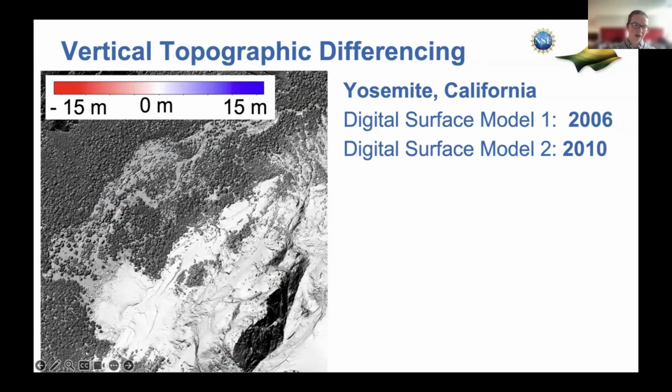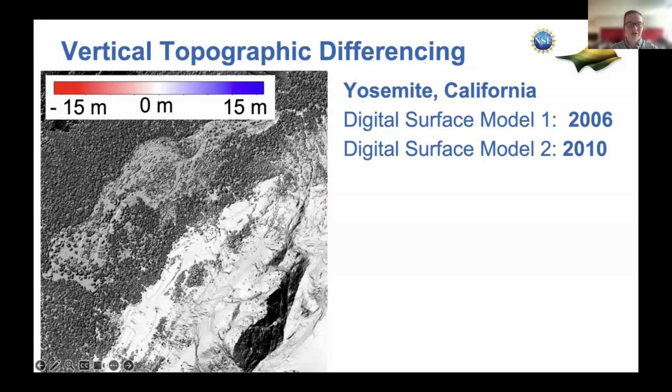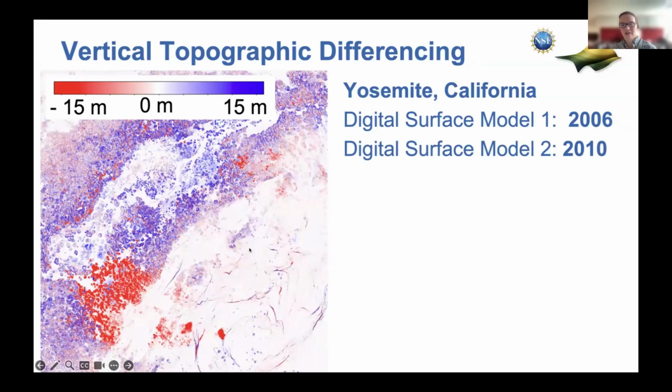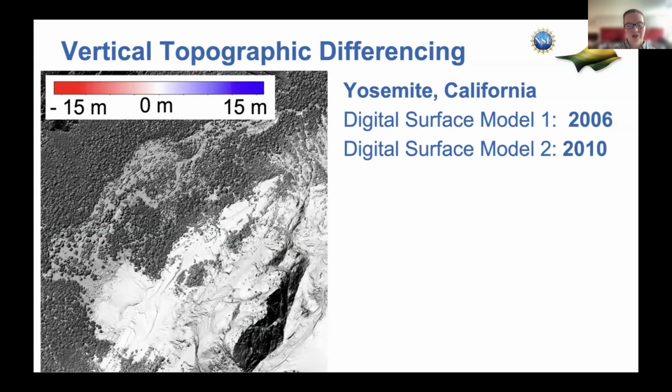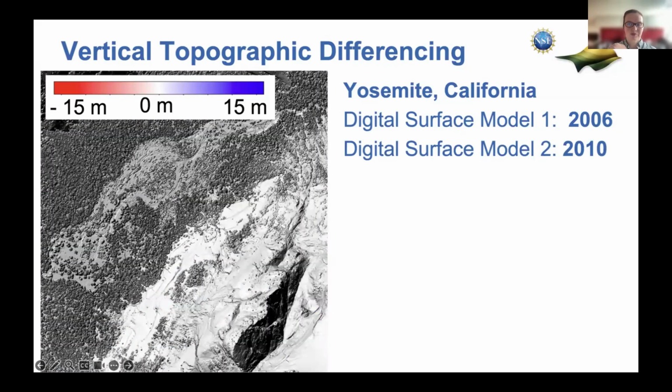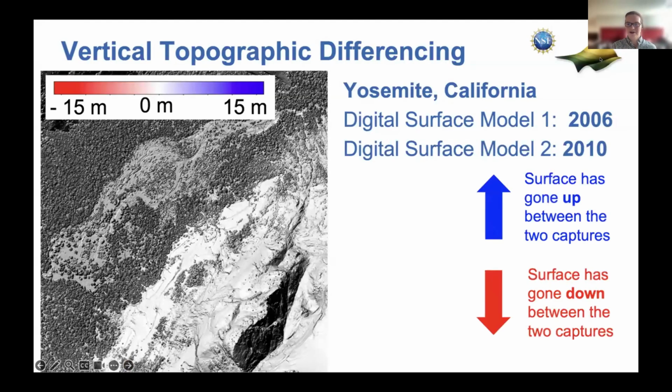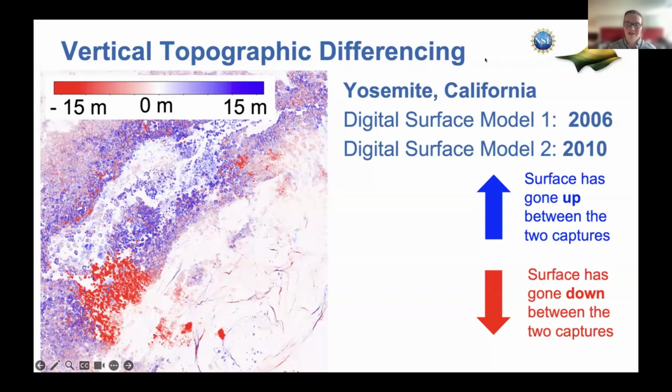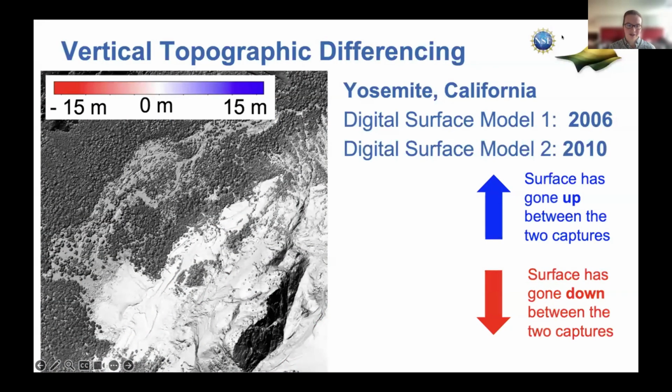And so if you look here, you'll see this red, and that represents the loss of rock and trees during a rock fall. These data are collected by the National Park Service because they are interested in monitoring rock falls and making sure that people stay safe despite this geologic hazard. Just to recall in a little more detail, the red indicates that the surface has gone down between the two captures of the LiDAR data.